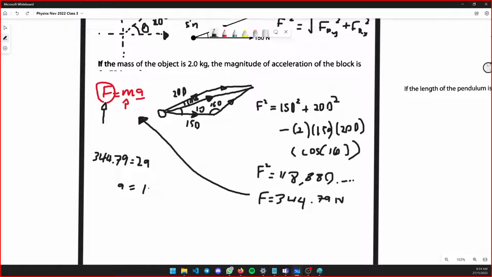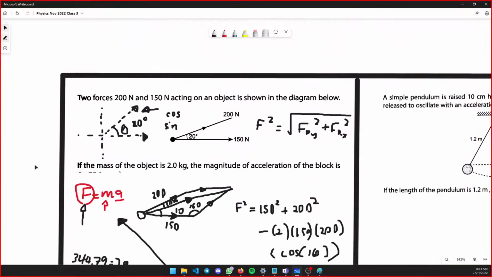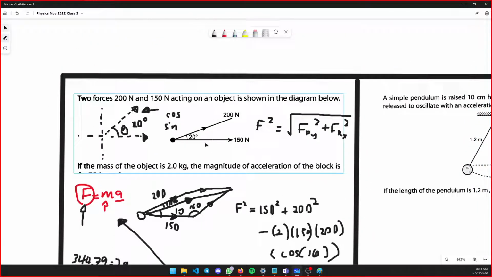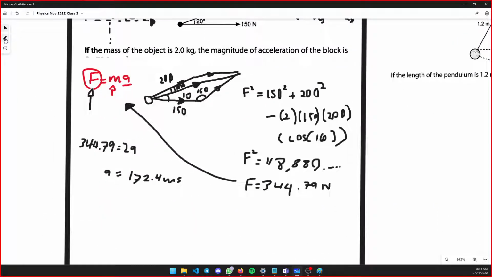Since the questions were given mostly in 2 and 3 significant figures, I can follow 3 significant figures. So the final answer would be 172.